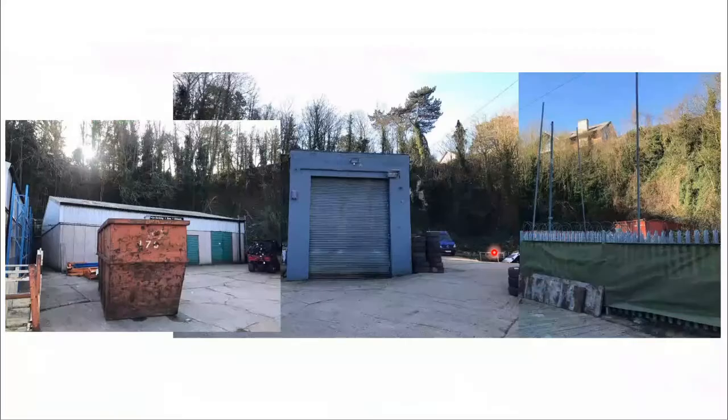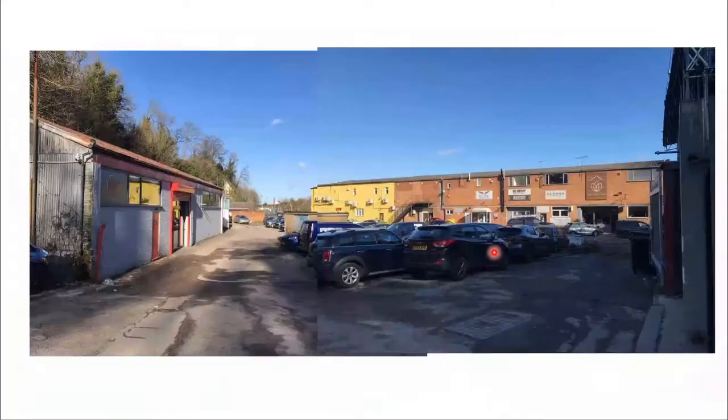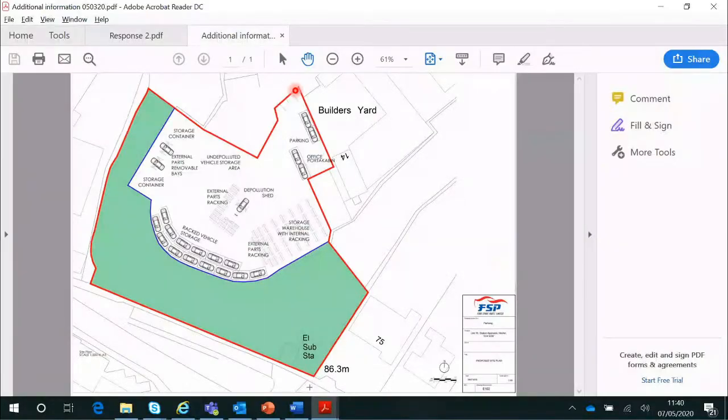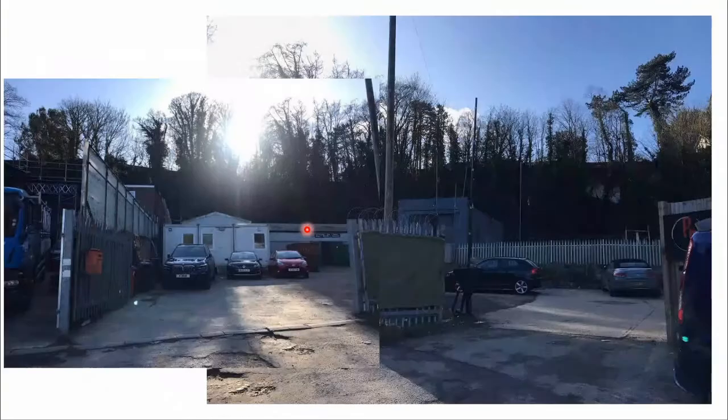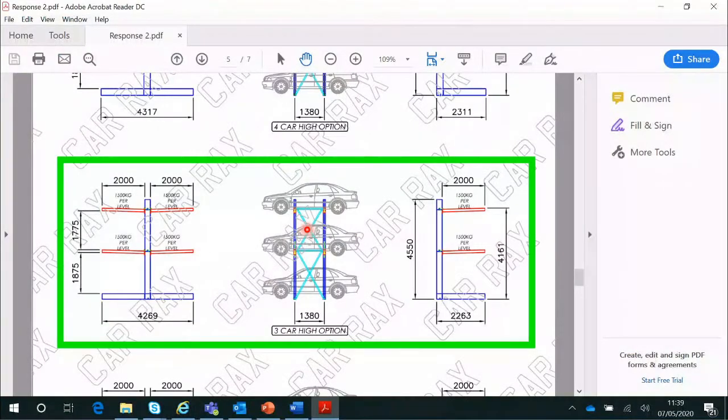He wants to retain all of the existing buildings. So this is the entrance that I showed you, the existing porter cabin, the existing storage, and this is the depollution shed. At present, this area has been cleared, and what he's proposing to do is bring in racking to store depolluted vehicles, up to three vehicles high. So that's the only change that he's proposing to the land as you see it today.